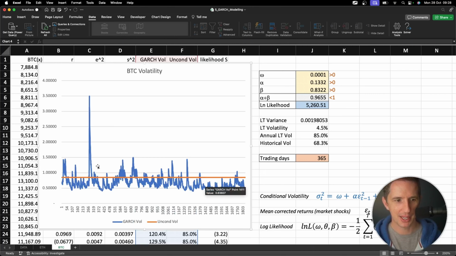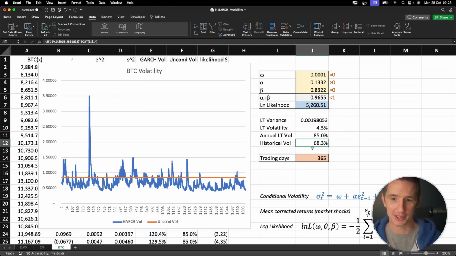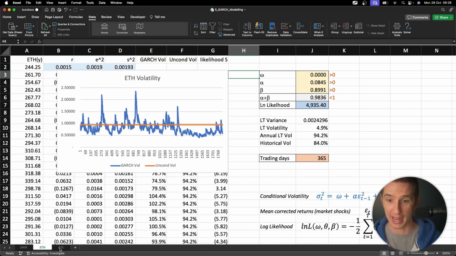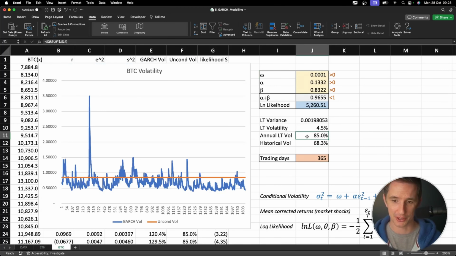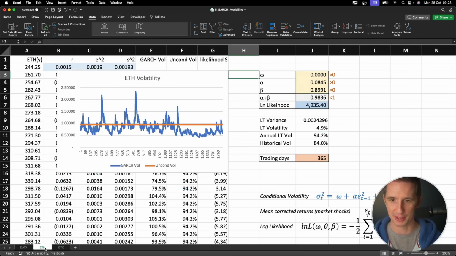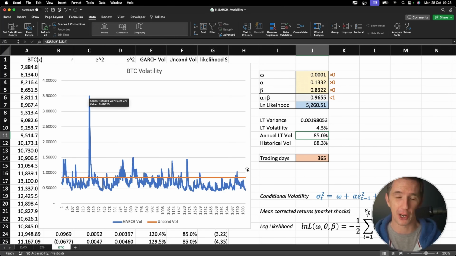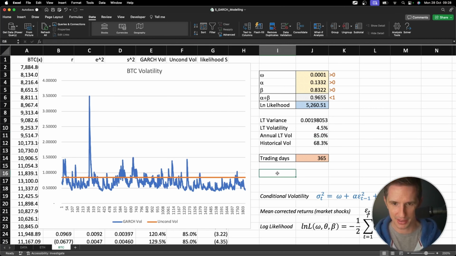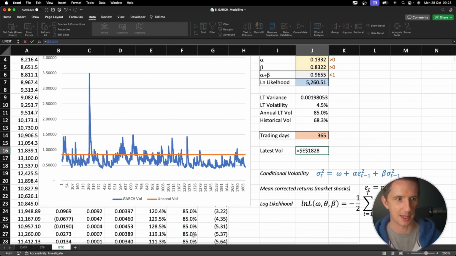Bitcoin over time has had one extreme period of volatility at 350%, but its historical volatility is 68% versus Ethereum, which was 84%, and its annual unconditional long-term volatility is 85% versus Ethereum, which is 94.2%. So we can see that Ethereum is the more volatile asset here, which may or may not be a surprise to you. Let's also put in here the latest volatility number, and that's just going to be equal to the last volatility number I have down here. There it is, 43.9%.